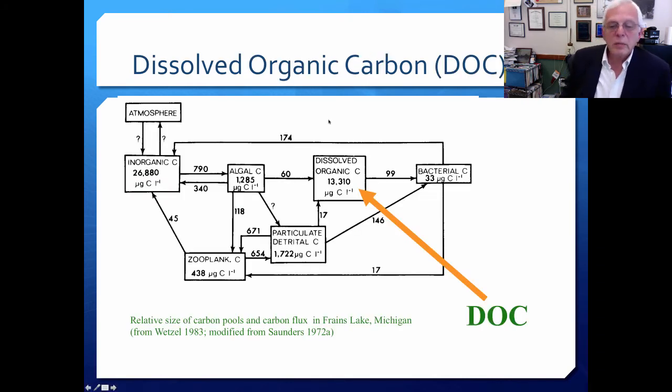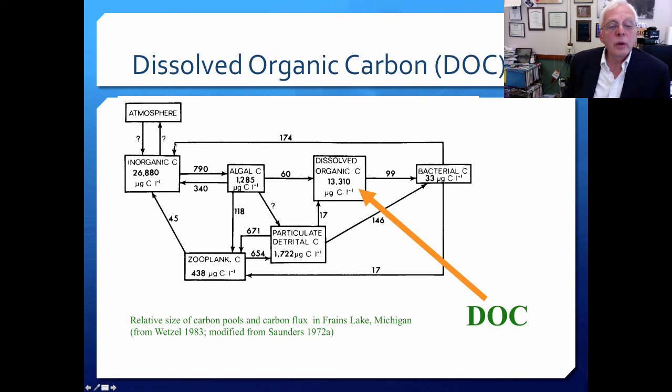Now, here's what goes on with dissolved organic carbon. Dissolved organic carbon is almost exclusively taken up by bacteria and decomposed by them, although we're finding that a fair bit of this dissolved organic carbon is actually photo-oxidized. What that means is light can break it down pretty fast.